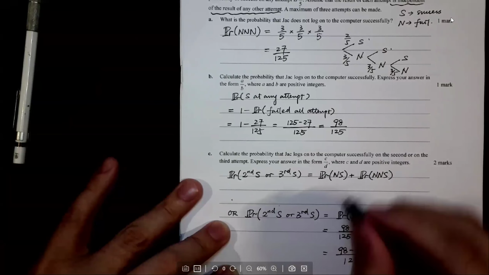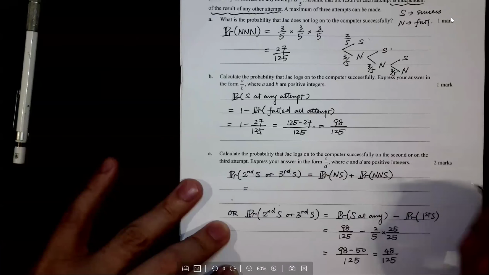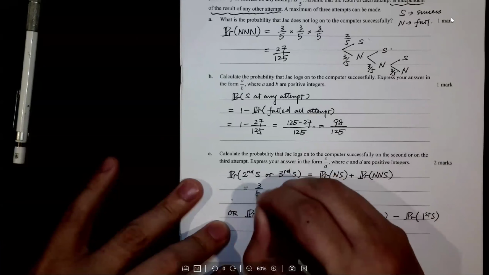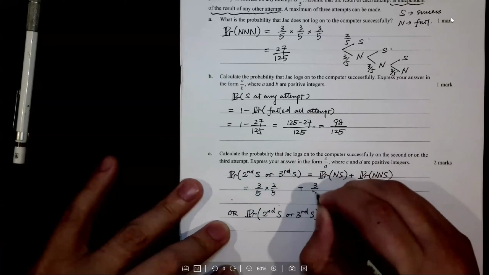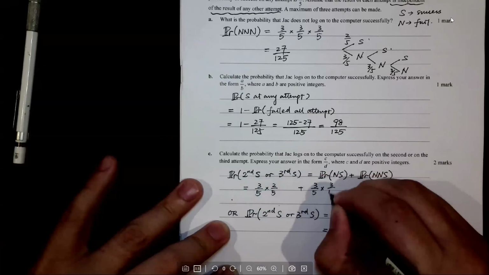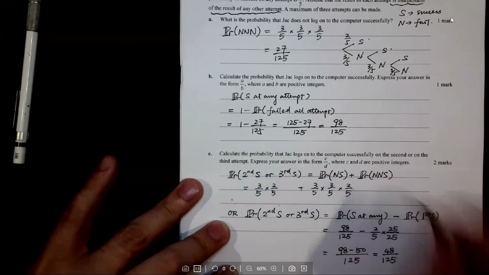Let's try the second approach. So the second, also first approach. The first approach is 3 out of 5 times 2 out of 5 plus 3 out of 5 times 3 out of 5 times 2 out of 5. Okay.